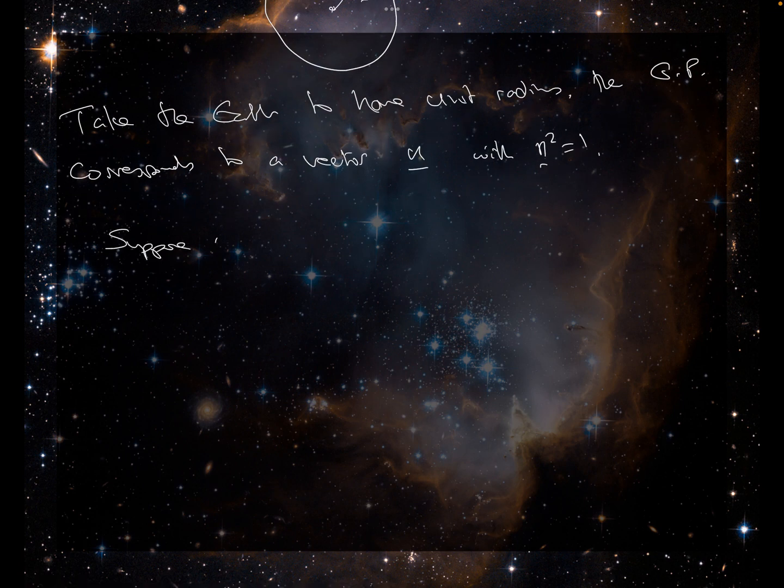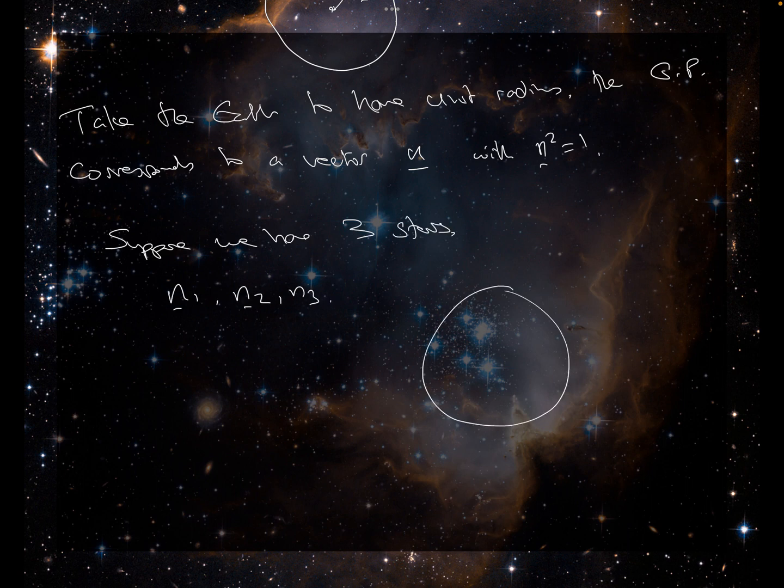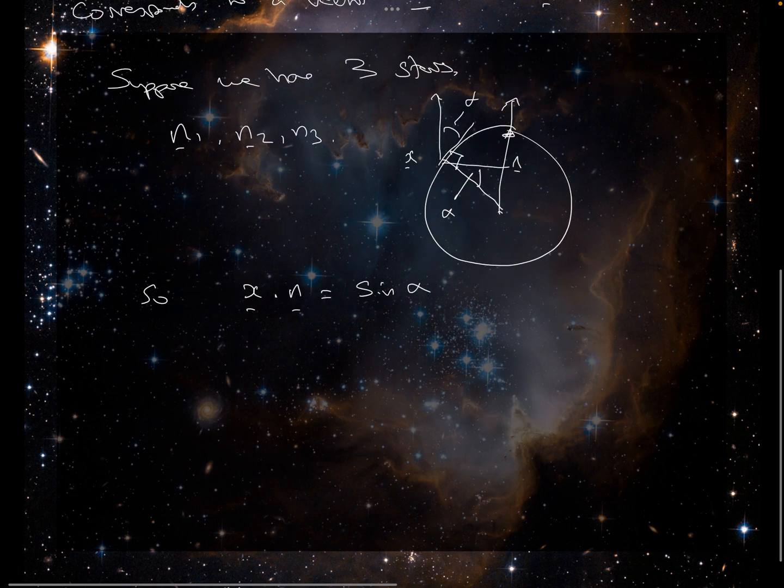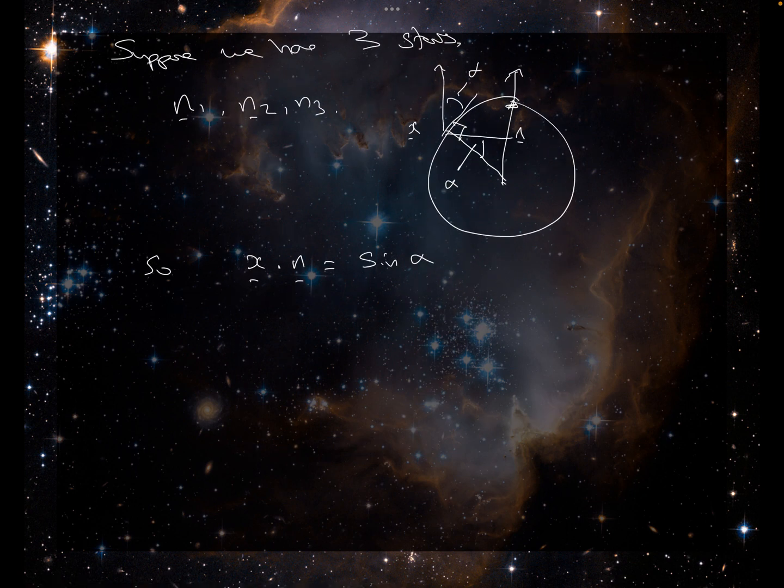Suppose we have 3 stars. There are ground positions n1, n2 and n3. If that vector is n, and we're at the location x, that angle alpha is the angle measured between the star and the horizon. It follows that that angle is also alpha. So x dot n is equal to sine alpha. That is, we know that x lies on a plane given by this formula. Well, this holds when n is any one of n1, n2 and n3.